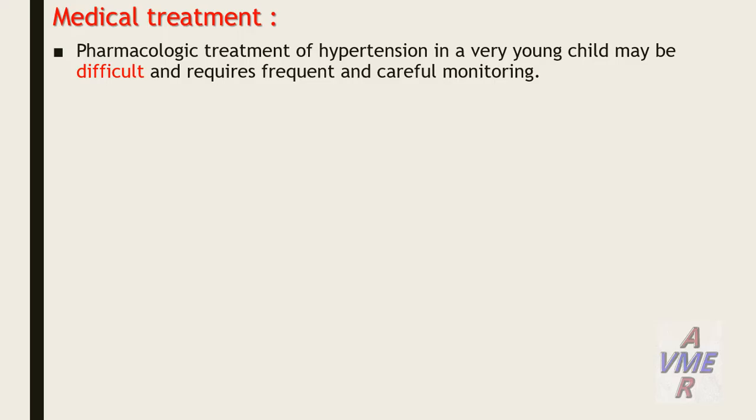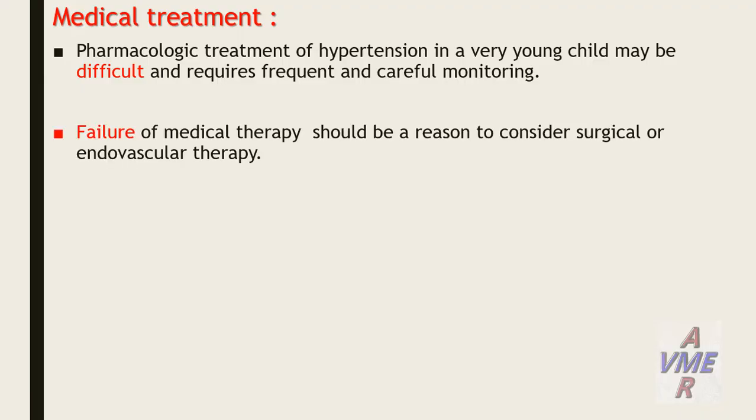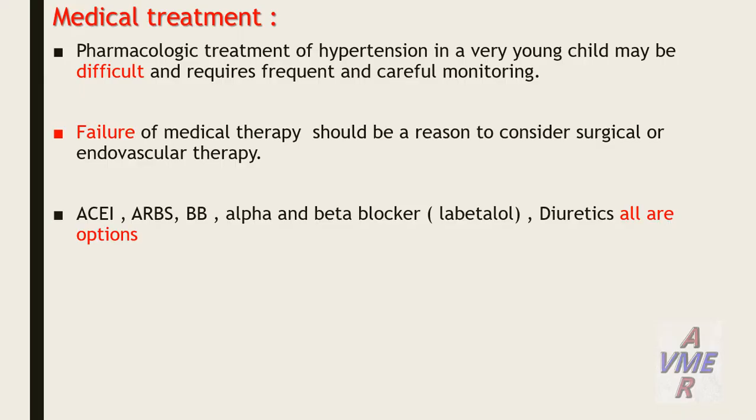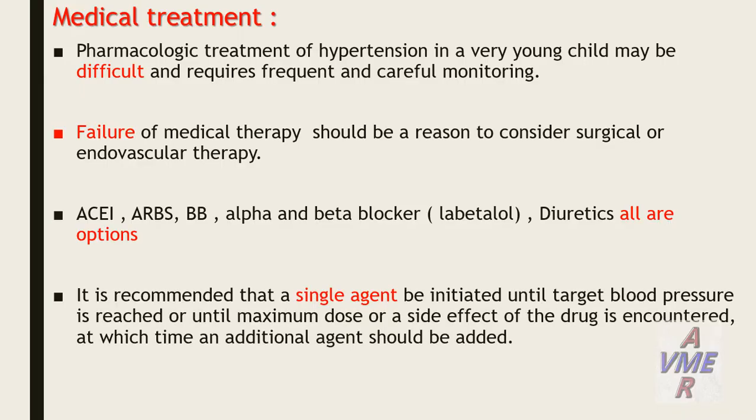Medical treatment. Pharmacological treatment of hypertension in very young children may be difficult and require frequent and careful monitoring. Failure of medical therapy should be a reason to consider surgical or endovascular treatment. ACE inhibitors, ARBs, beta blockers, alpha-beta blockers such as labetalol, and diuretics are all options. It is recommended that a single agent be initiated until the target blood pressure is reached or until the maximum dose or a side effect of the drug is encountered, at which time an additional agent should be added.